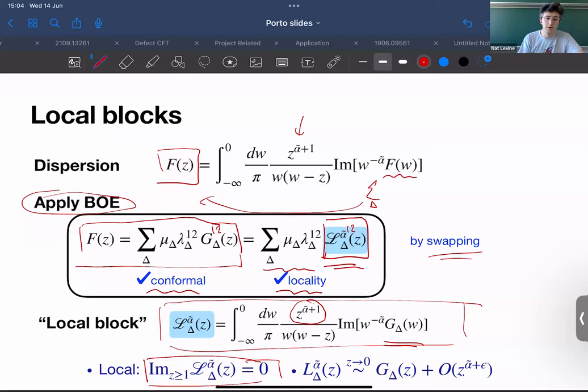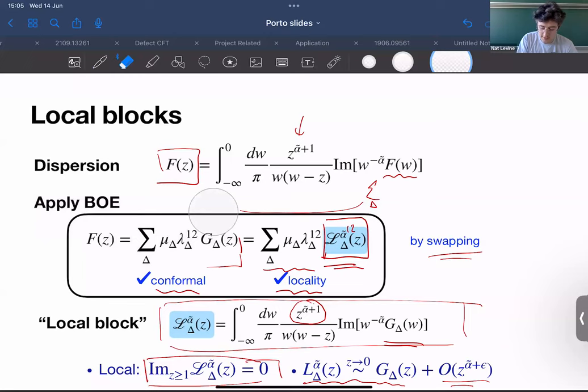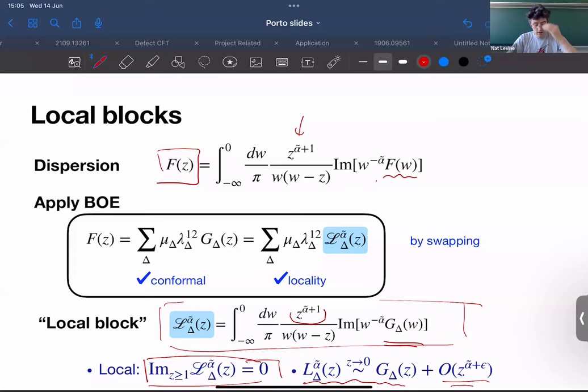And so there's some pairing between these local blocks and the regular blocks. In the small Z asymptotic, these local blocks go like the blocks up to some kind of fixed power of Z. So the statement is that locality is equivalent to having two expansions. This BOE expansion has another expansion with the same coefficient, but with manifestly local objects.